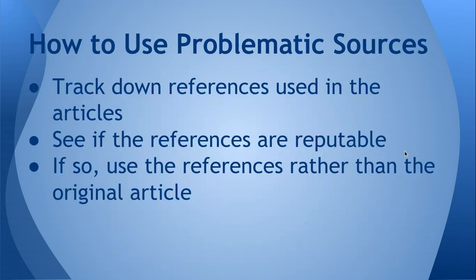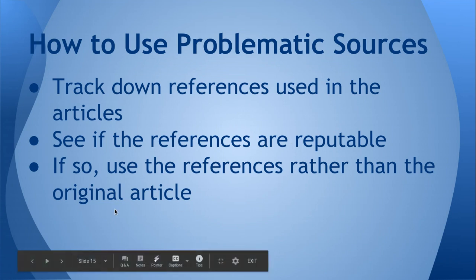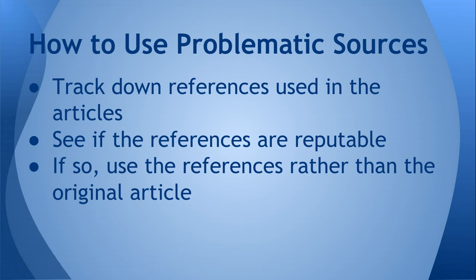So how can we use these problematic sources? Track down references that are used in the articles. See if those references are reputable, and if so, then you can use those references rather than the original article. So this is a great way to make Wikipedia work for you, for instance.